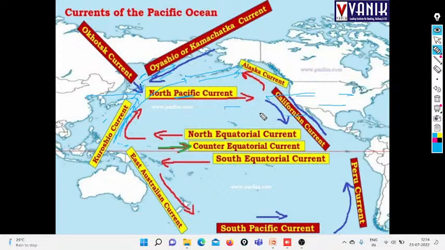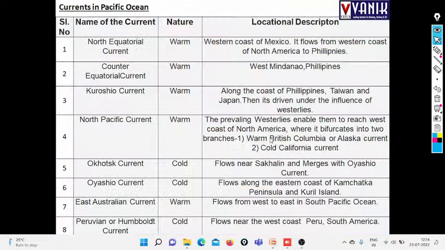How is it possible? It is mainly driven by the westerlies, under the influence of the westerlies, and it covers a long distance, from the Philippines to the west coast of North America. It covers such a long distance. Now look, along the coast of Philippines, Taiwan and Japan, it is driven under the influence of the westerlies.